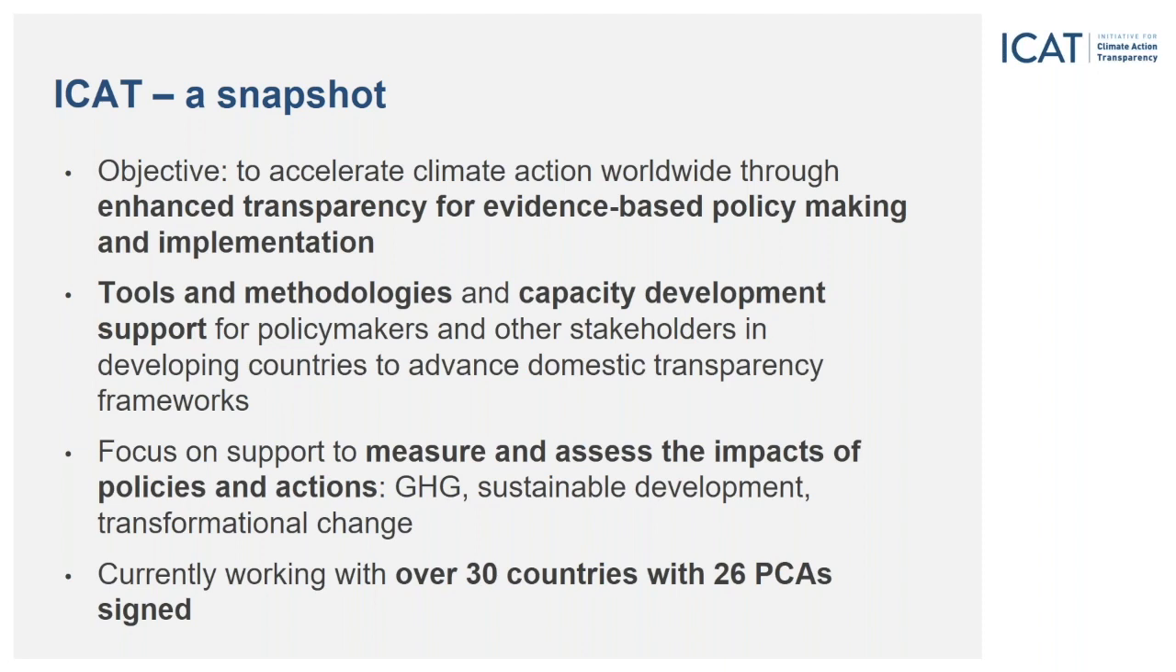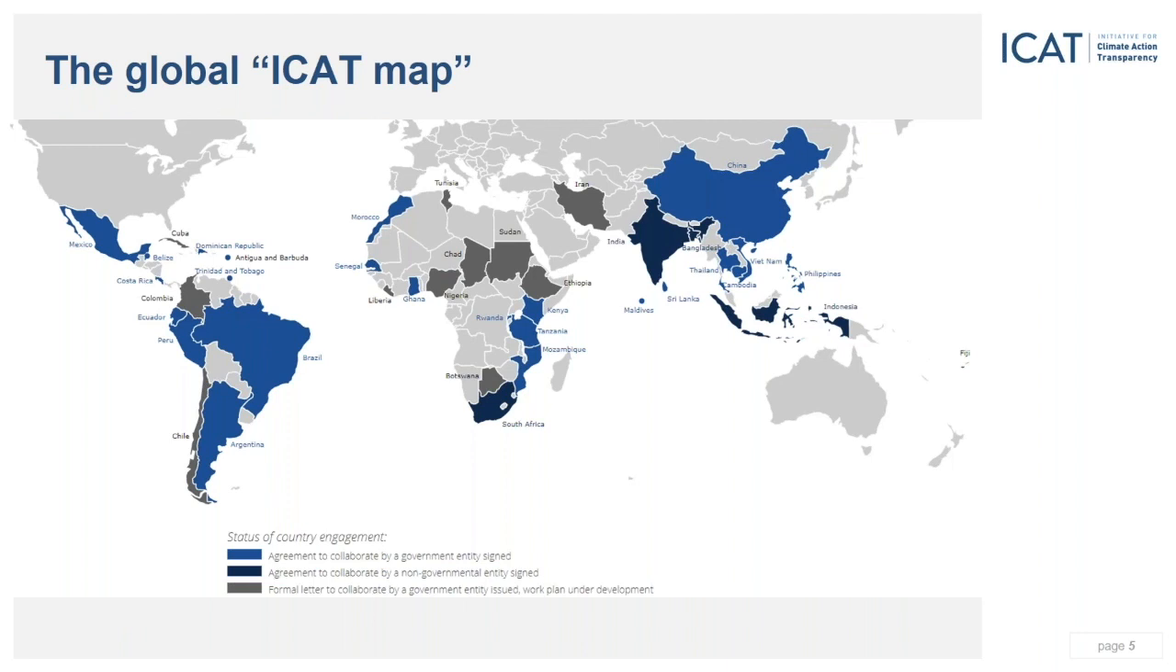At this stage, currently ICAT works in over 30 countries, and we have active agreements with 26 of these, while the others are still being developed. Here you see the ICAT map, the over 30 countries that we are engaged with. The light and dark blue countries are those where work is actually active, while the gray ones are those where we are still developing a work plan.